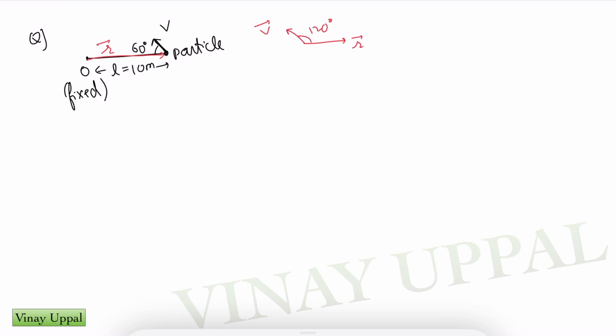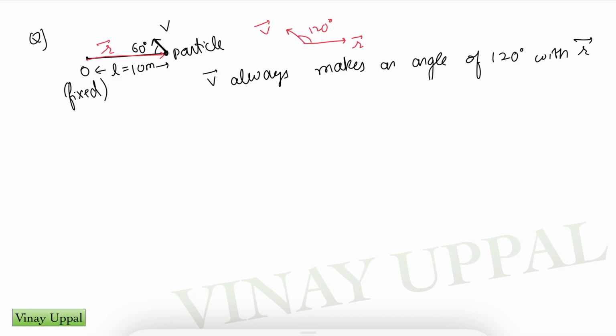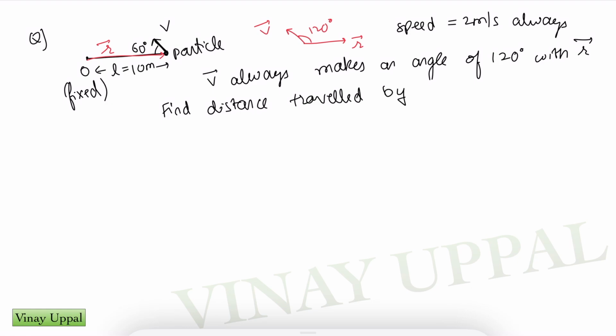So let me phrase the question as, and this is the way it will come in the exam, the velocity vector always makes an angle of 120 degrees with the position vector. And let's say the magnitude of the velocity, the speed rather, is always a constant, and it's equal to 2 meters per second. Alright, so they can ask you find the distance travelled by the particle till it reaches point O.